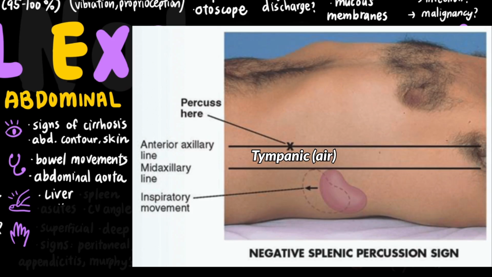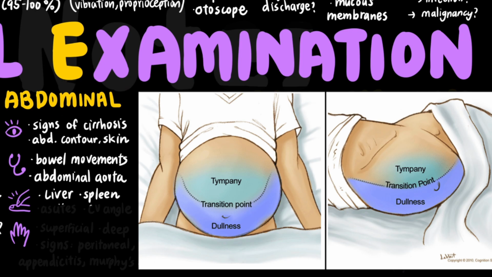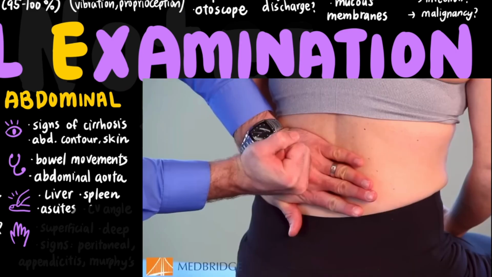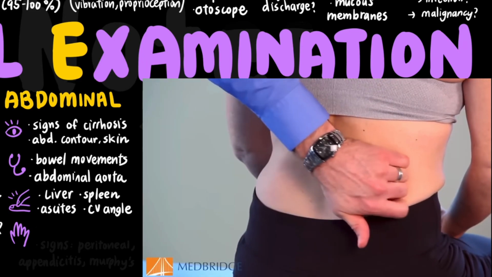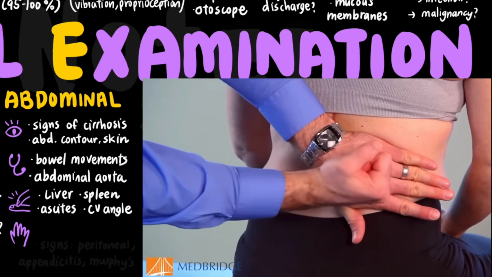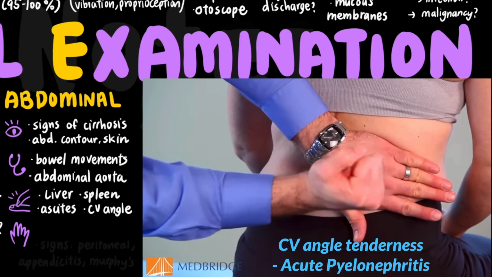We also check for splenomegaly by percussing the left upper quadrant. Assess ascites by looking for shifting dullness. Fluid in the peritoneal cavity will change the percussion note from dull to resonant when the patient turns to the side. Finally, we percuss over the costovertebral angle, or CVA, at the back. Tenderness here is a classic sign of kidney infection, such as acute pyelonephritis.